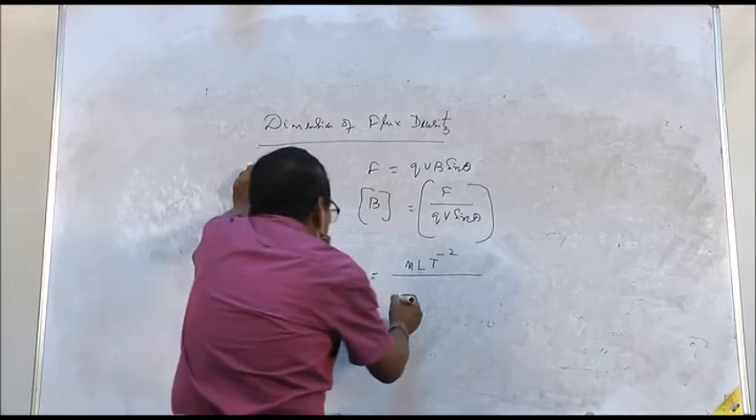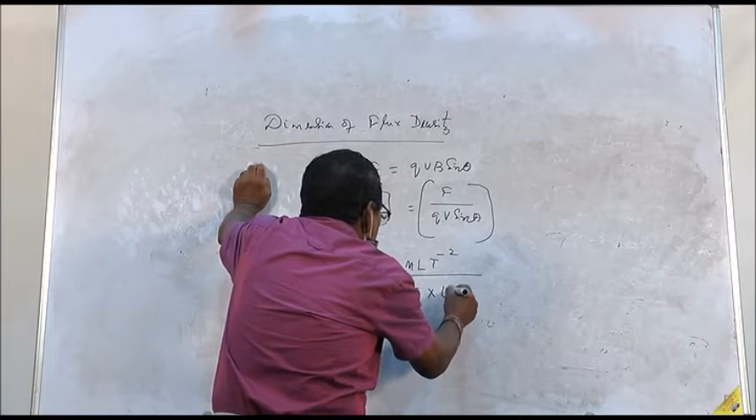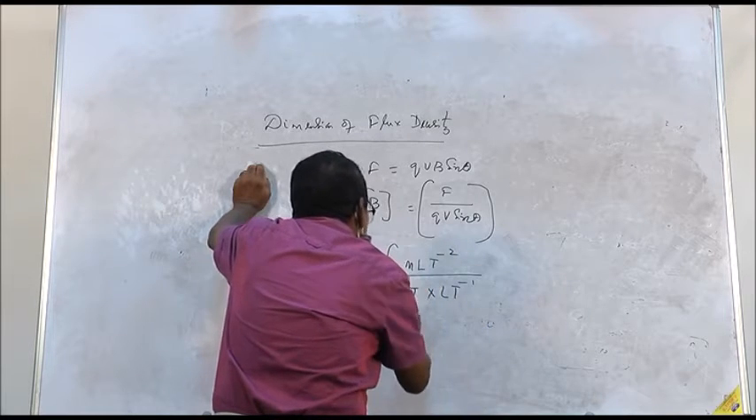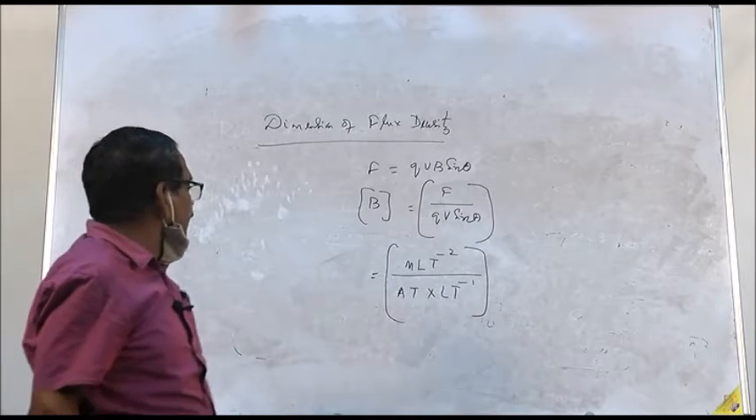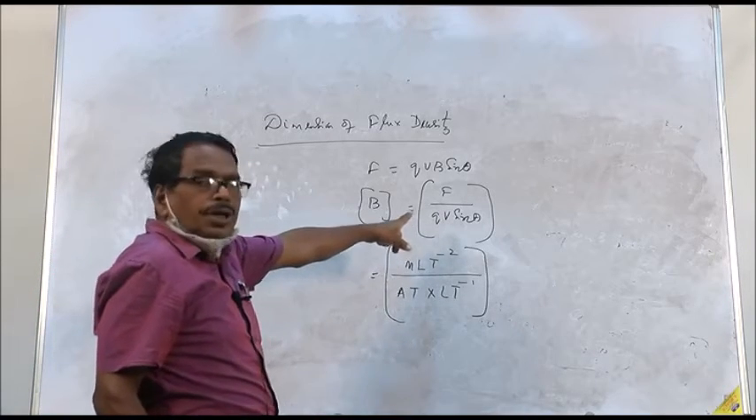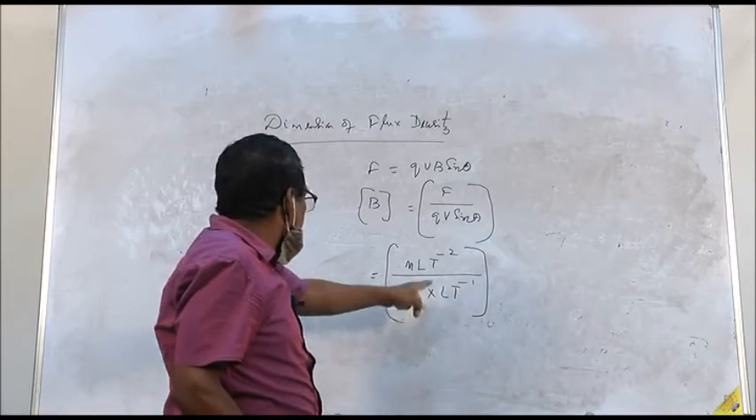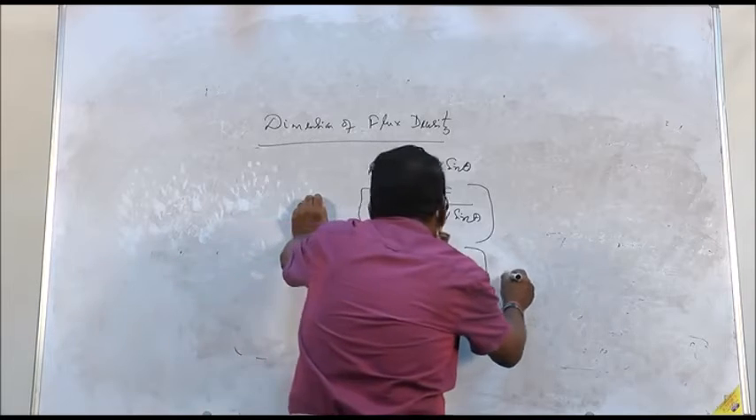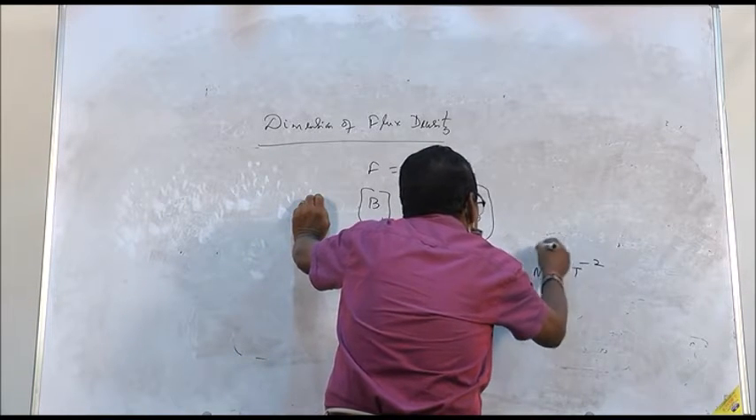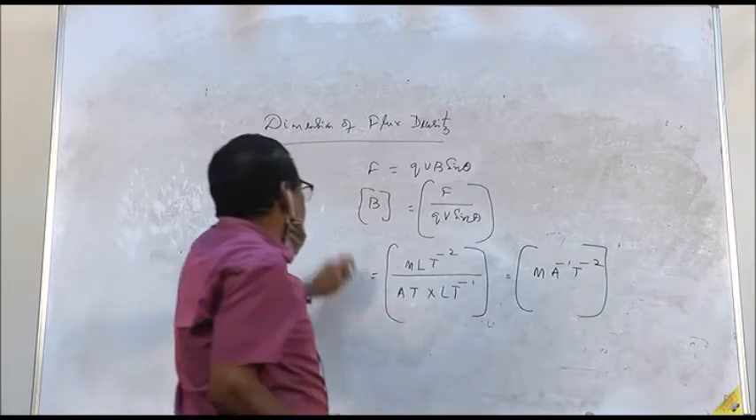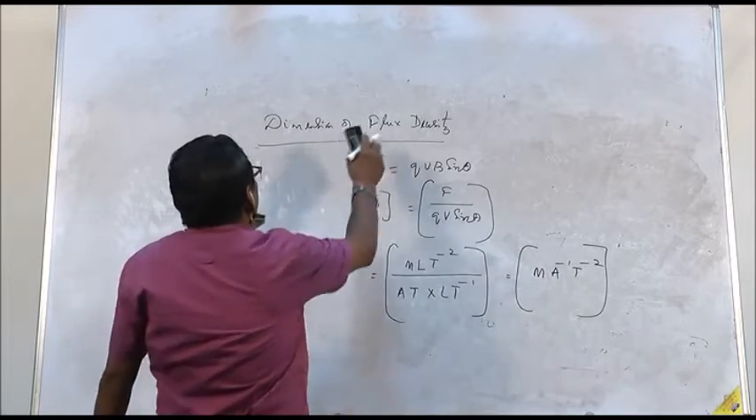Charge is current into time, AT. Velocity is L t to the power minus 1. Sin theta has no dimension. So, M L to the minus 2... charge is current into time, AT, into velocity, L t to the minus 1. t to the minus 1 cancels, L cancels. So, what remains? M A to the power minus 1 t to the power minus 2. This is the dimension of flux density.